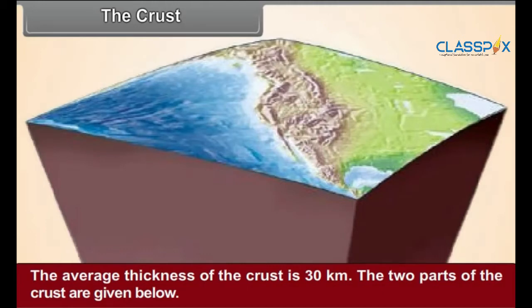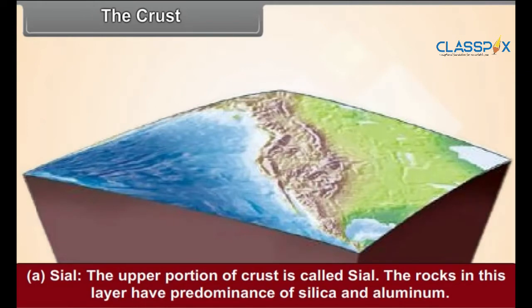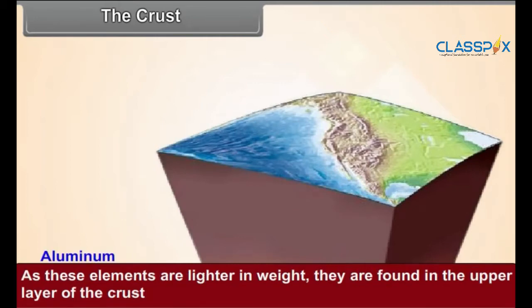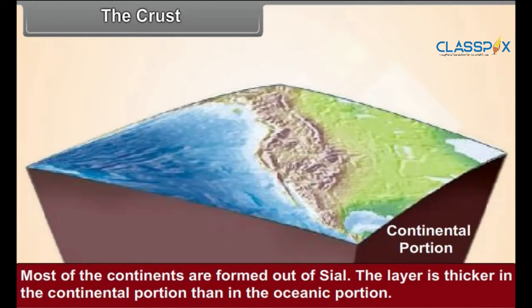The two parts of the crust are given below. Sial. The upper portion of the crust is called sial. The rocks in this layer have a predominance of silica and aluminium. As these elements are lighter in weight, they are found in the upper layer of the crust. Most of the continents are formed out of sial. The layer is thicker in the continental portion than in the oceanic portion.